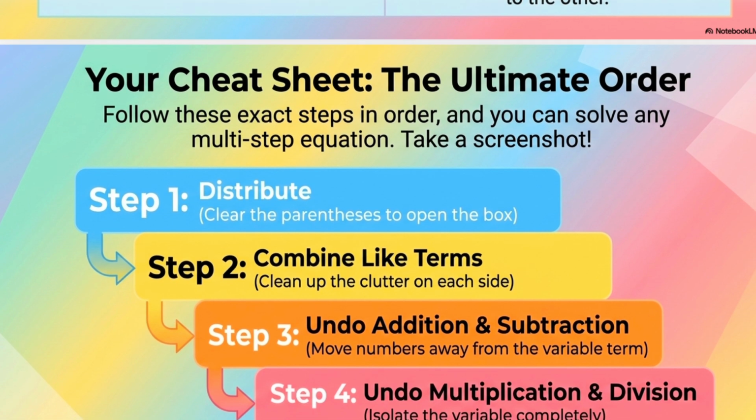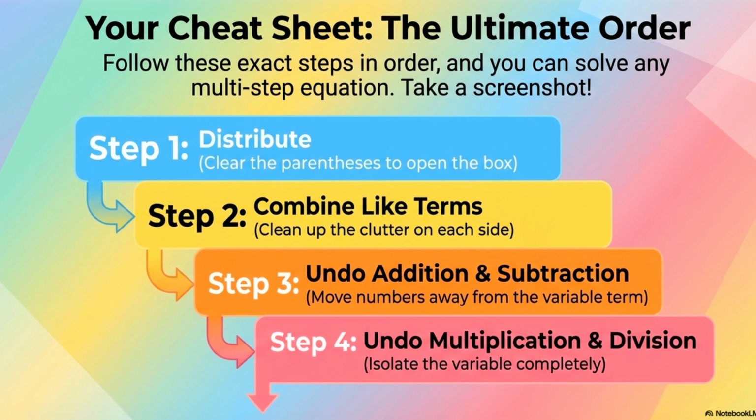Here's the order you want to follow. Step 1, you distribute if you need to. Step 2, combine like terms if needed. Step 3, undo addition or subtraction. And step 4, undo multiplication or division. If you follow those exact steps in order, multi-step equations become much easier and much more organized.